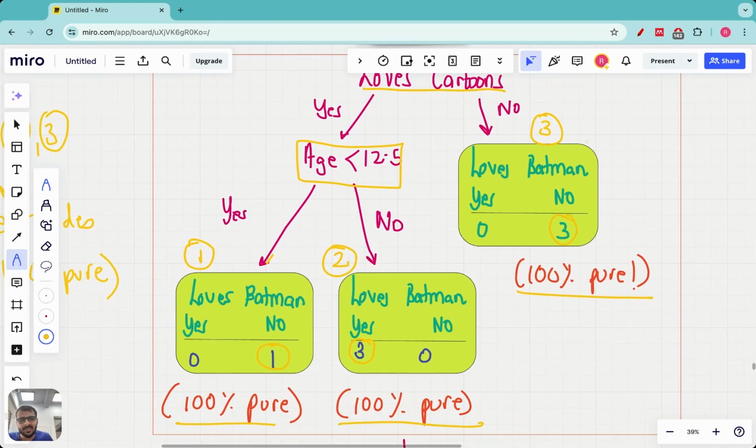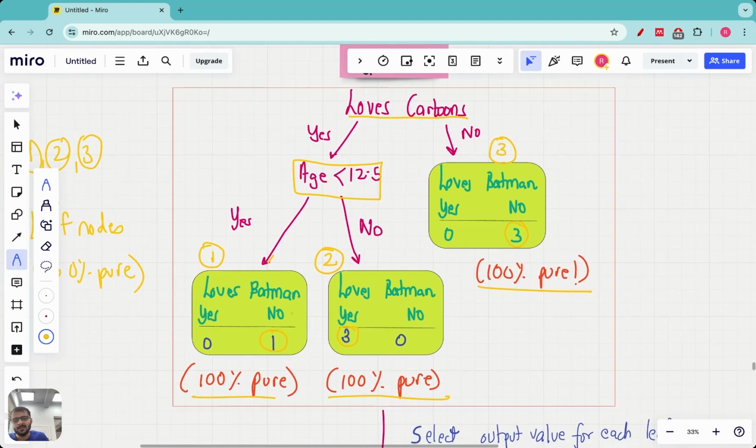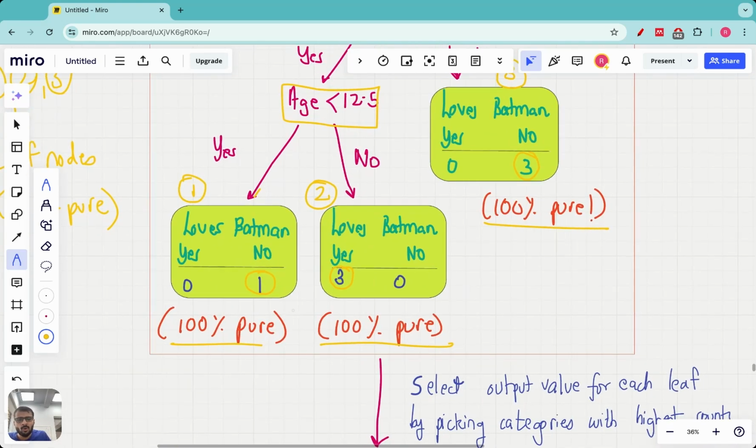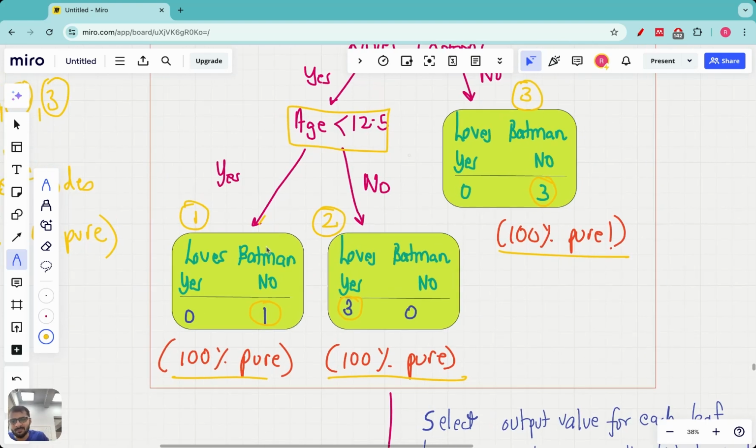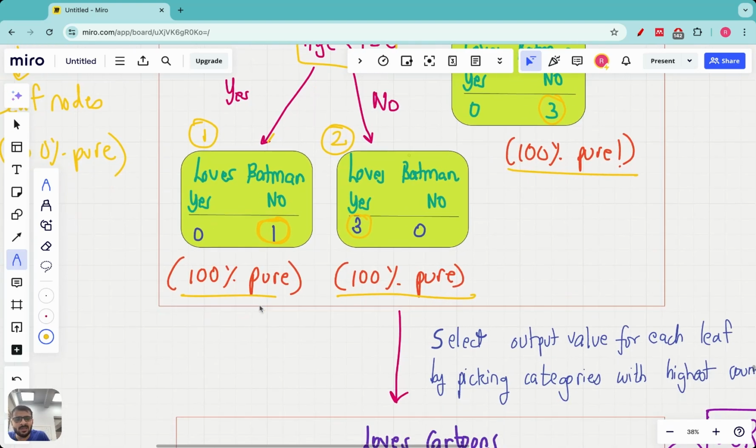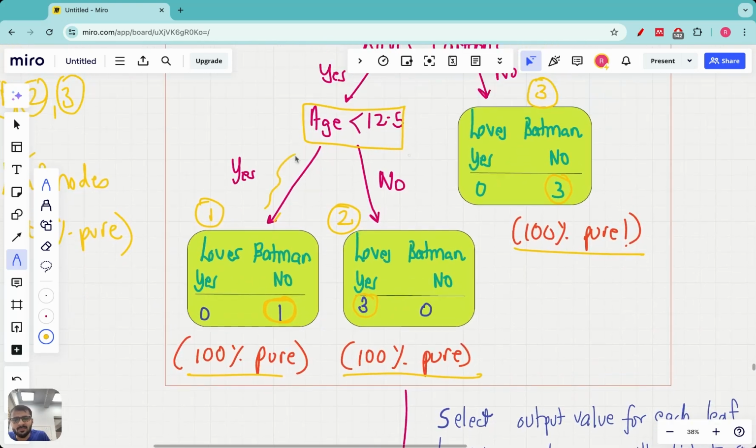So we will stop splitting the decision tree at this point. Great. But there is still one more thing left. We have to assign an output value, whether they love Batman or not. And that's actually pretty simple. To assign the output value, just look at the class which has the higher value. So, for example, in this branch, the output value will be they don't love Batman.